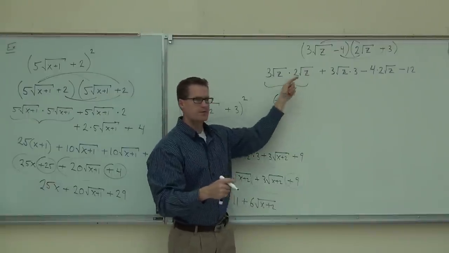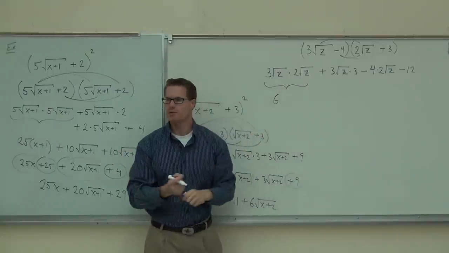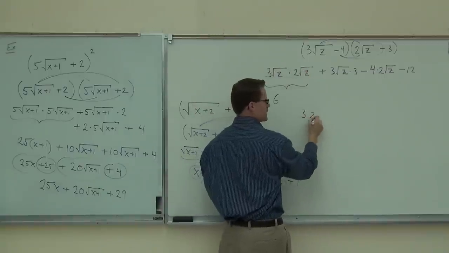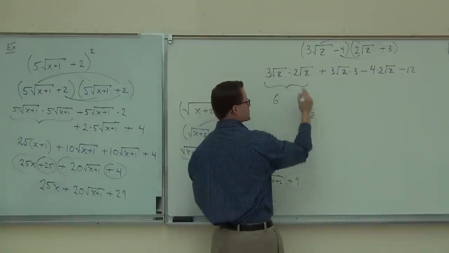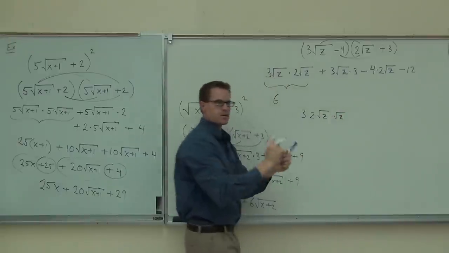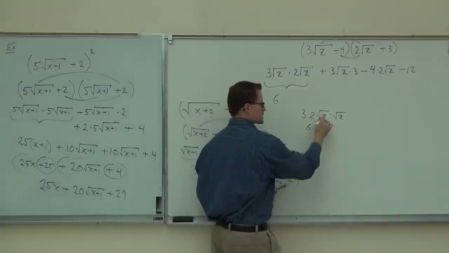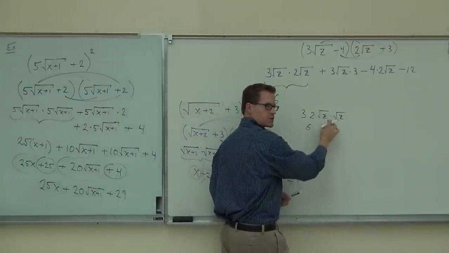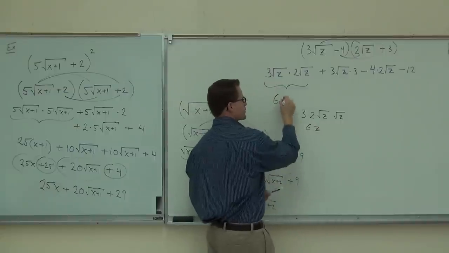So if you're struggling to see where in the world this is coming from, remember that this is multiplication. This is commutative and associative. So 3 times 2 and root z times root z. You with me on that? You can do that. This gives you 6. This gives you square root of z times itself. Square root times itself is the square root of z squared. That's just z. That's where we're getting the z from.